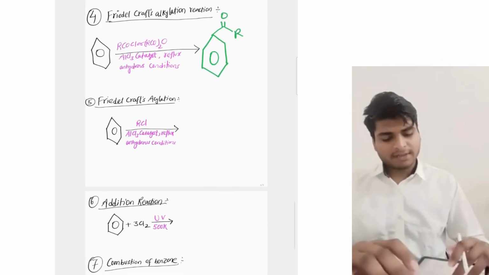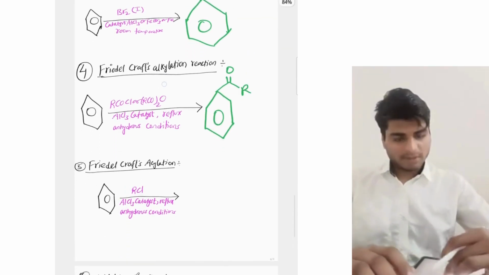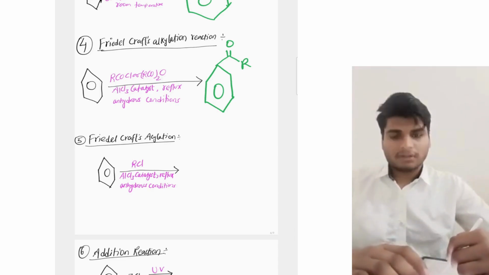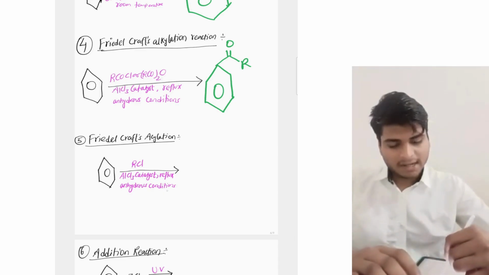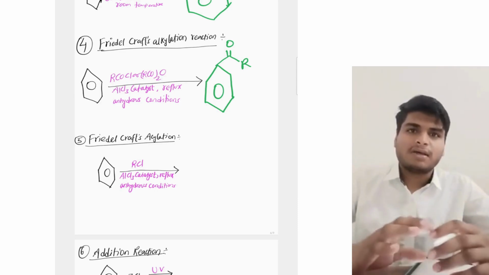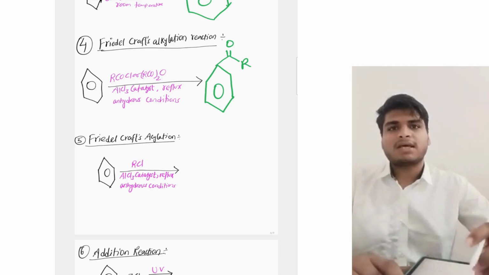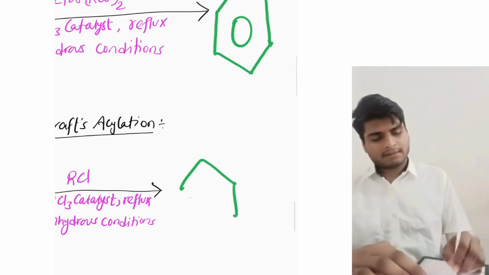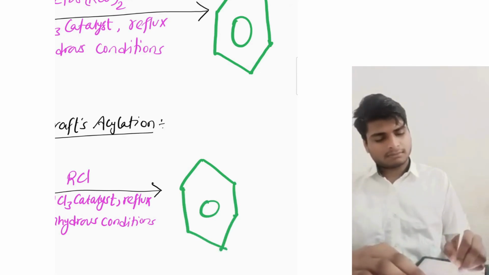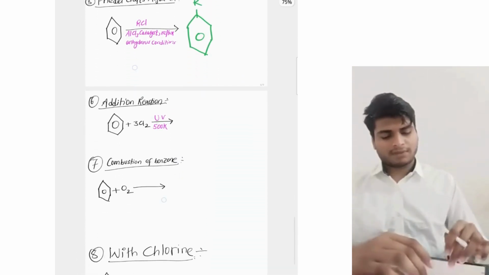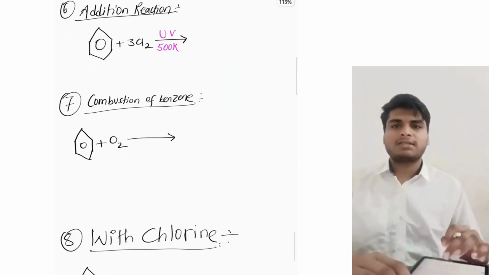Now Friedel-Crafts acylation. When benzene is treated with an acyl halide in the presence of a Lewis acid such as anhydrous aluminum chloride, acyl benzene is formed. This reaction is known as the Friedel-Crafts acylation reaction. Okay. Now move on to the addition reactions.